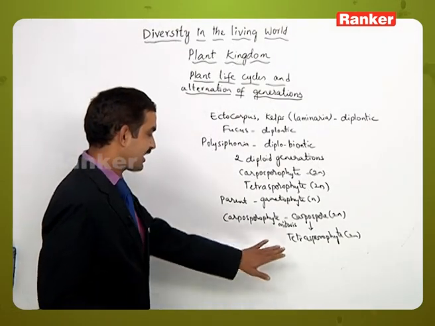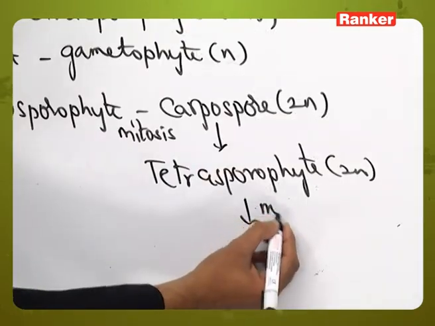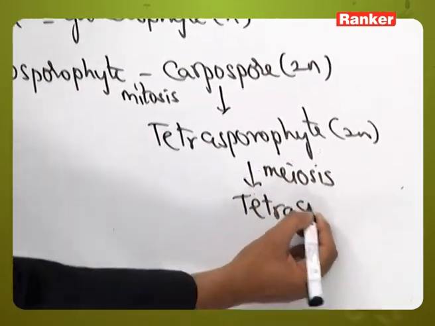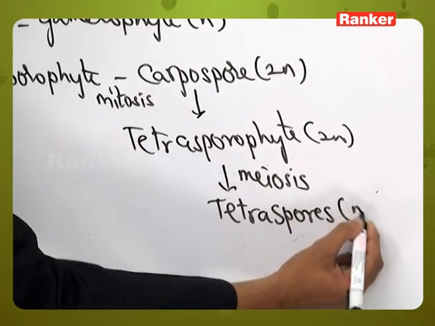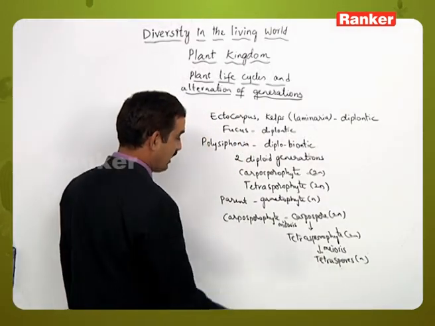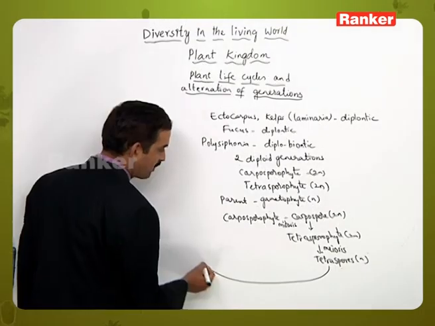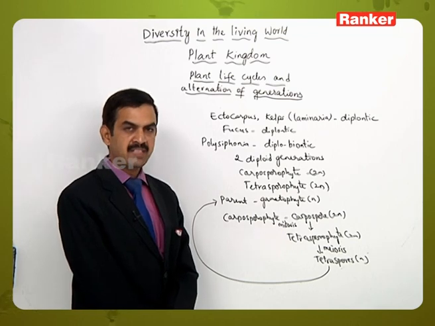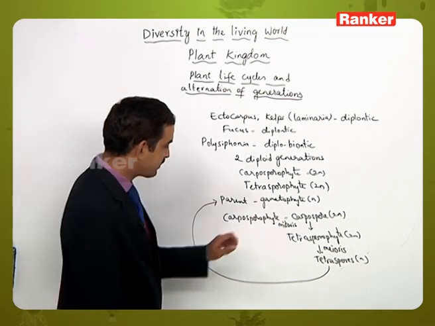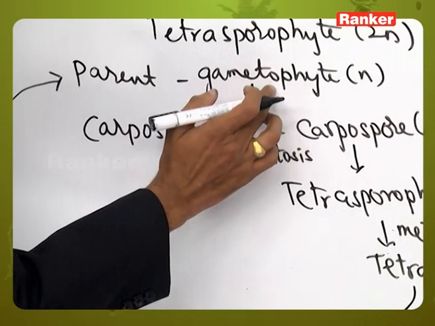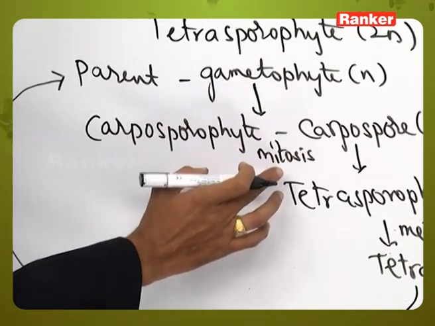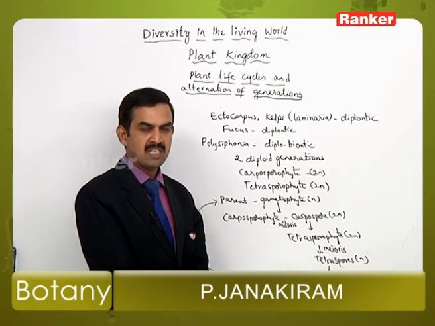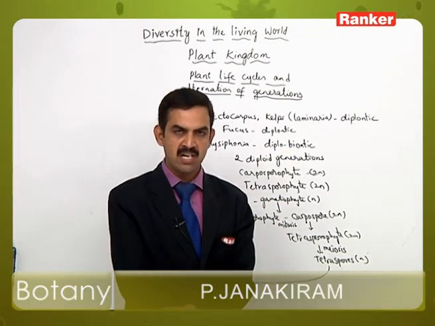And in the Tetrasporophyte, meiosis will occur, leading to the formation of tetraspores, and these tetraspores are generally haploid in condition, and these tetraspores will once again give rise to the parent plant which is gametophytic in generation. So in the entire life cycle, the gametophyte is haploid, one generation, and the two diploid generations are present. That's why we call it a Diplobiontic life cycle, present in Polysiphonia-like examples.